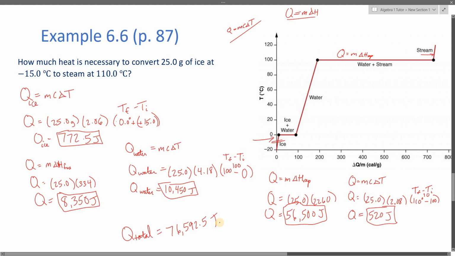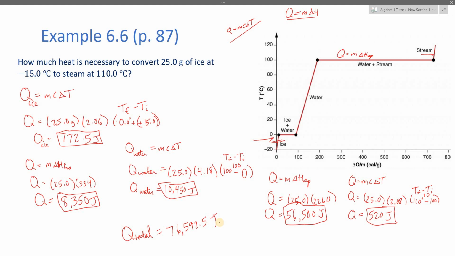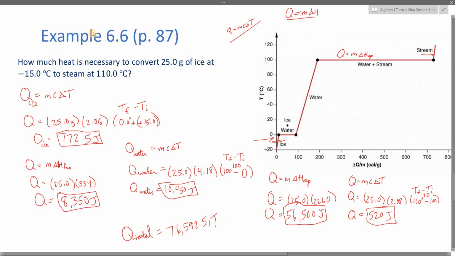You can think about sig figs and all that. You can also consider kilojoules and all that. So that's my final answer for that particular question. 76,600 would be the 3 sig figs for that. And that leaves us with one last question, and that is an entropy problem.